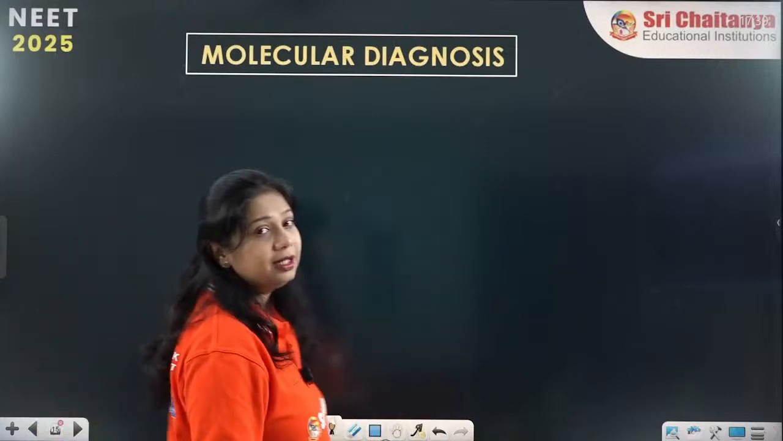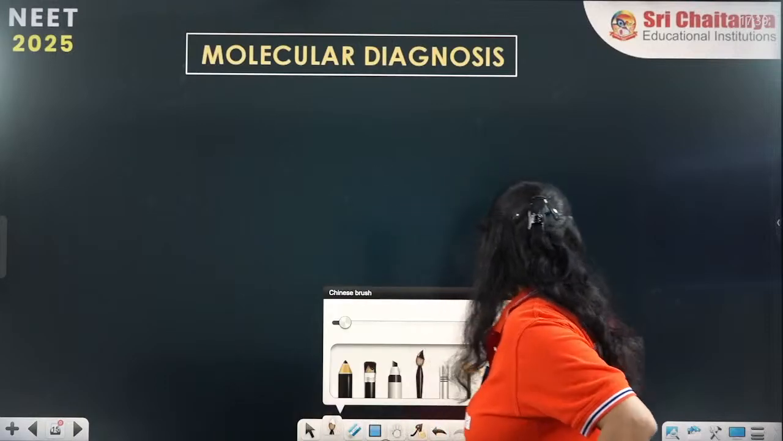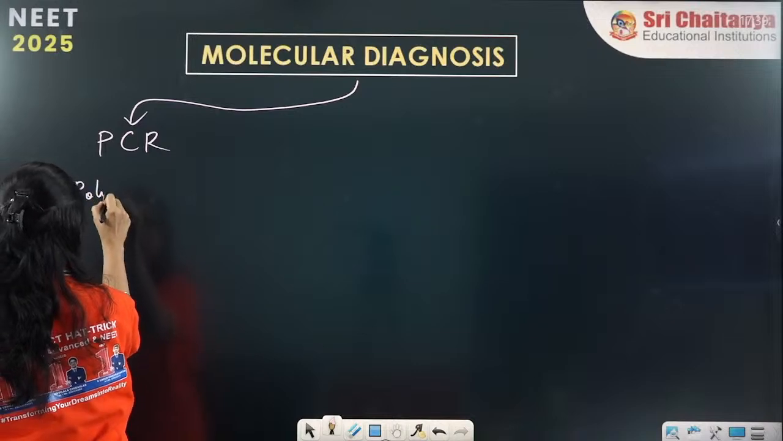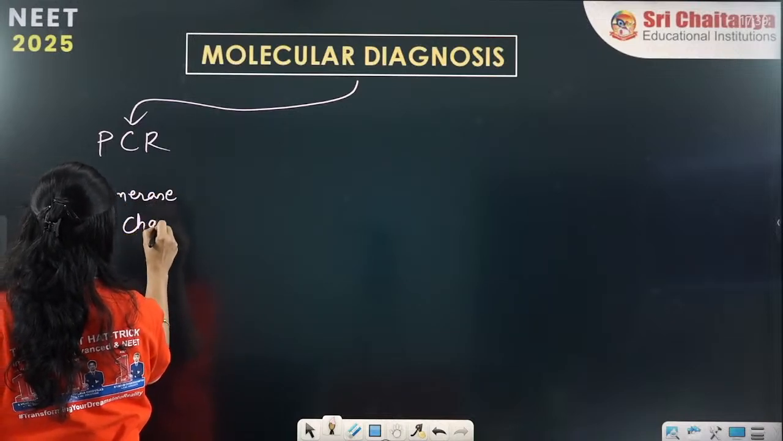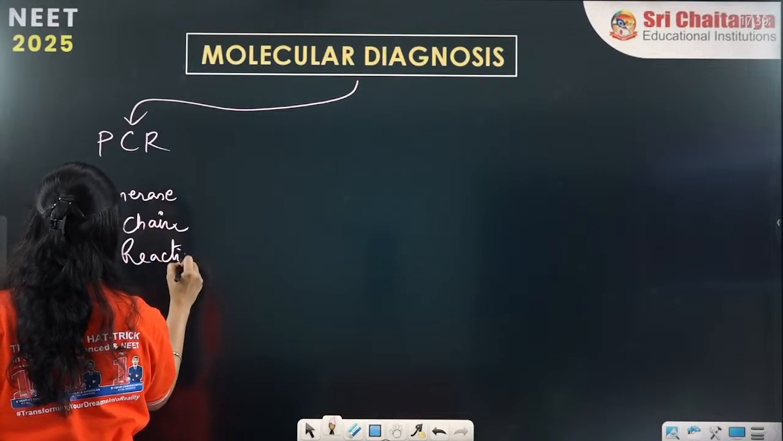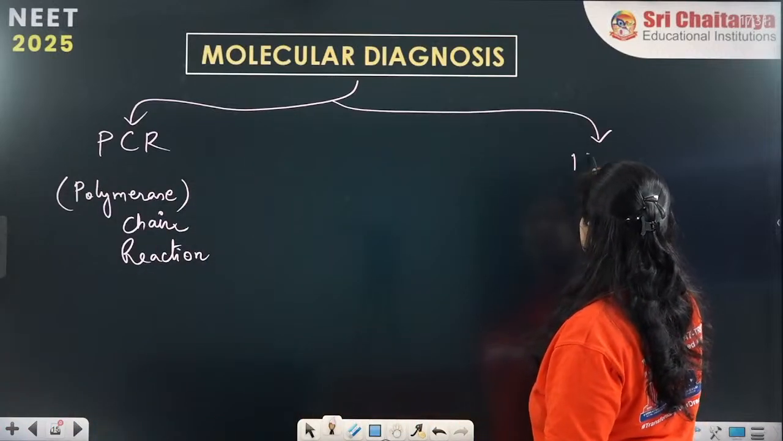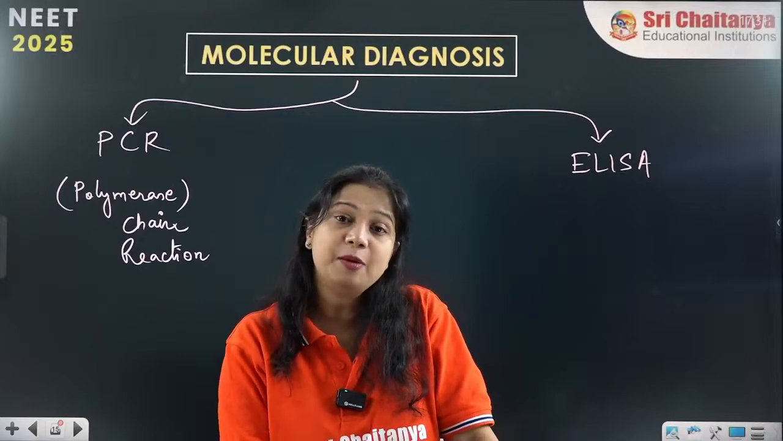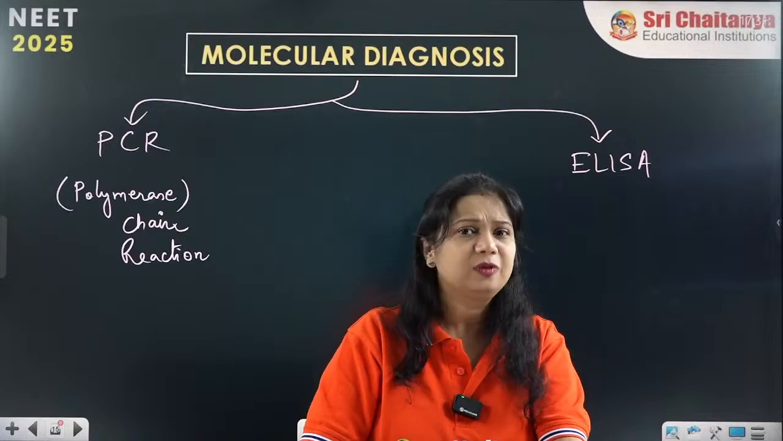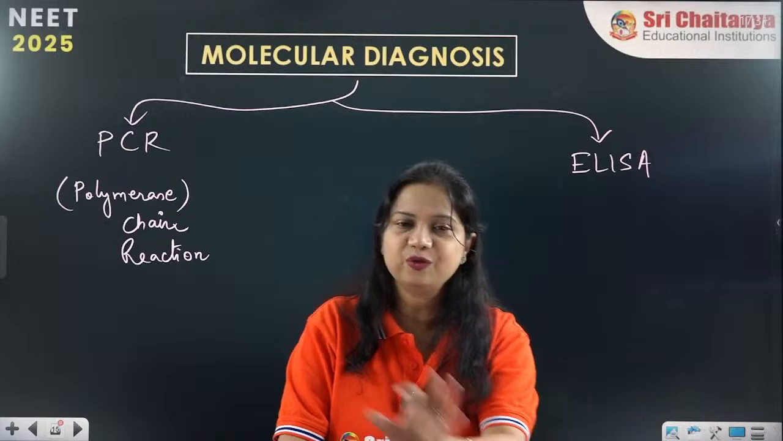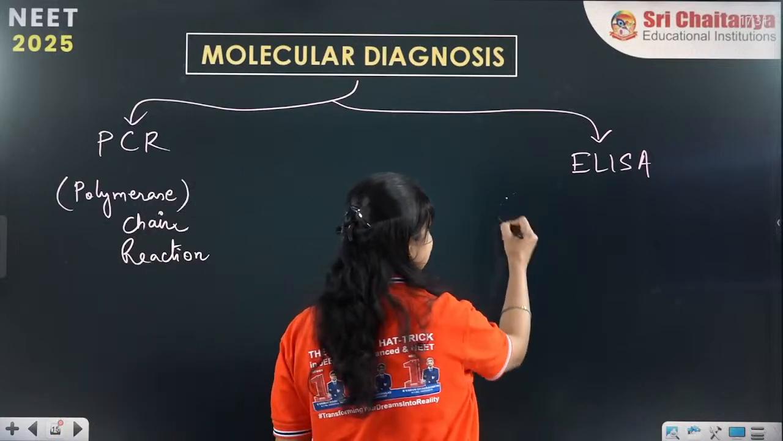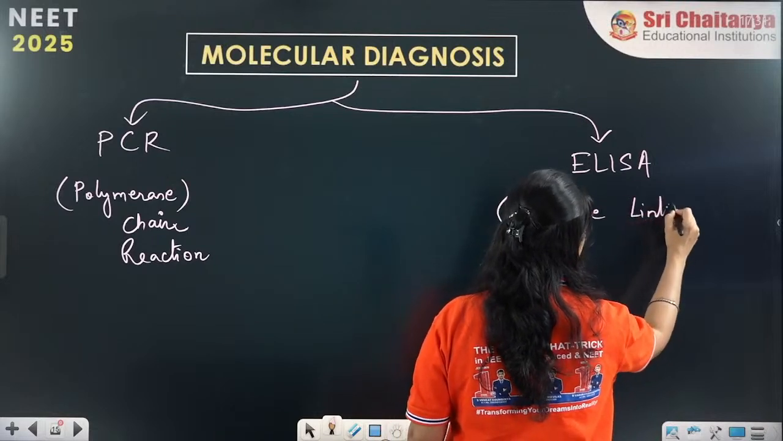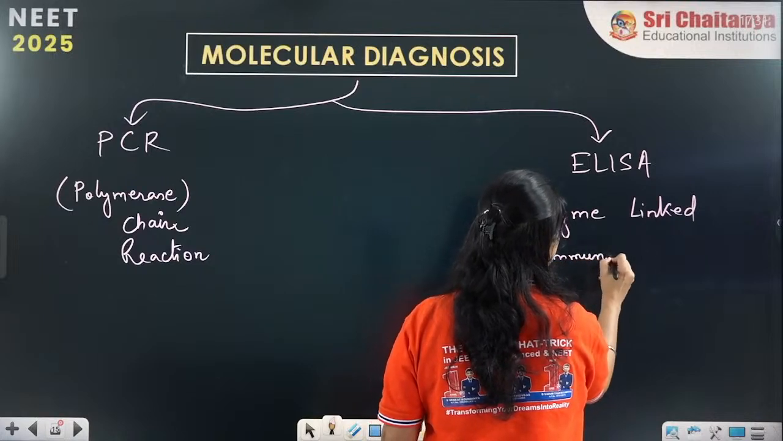Now what is the use of the molecular diagnosis? Molecular diagnosis is, first of all, we can say PCR. This is there in your syllabus and you need to study them in detail. Polymerase chain reaction, PCR, polymerase chain reaction, and another one is the ELISA, which you are going to study for your exams also. So PCR and ELISA we are going to discuss here. There are many more molecular methods, but those are not important as per your syllabus. So that is why we are restricted to only PCR and ELISA. ELISA stands for enzyme linked immunosorbent assay.